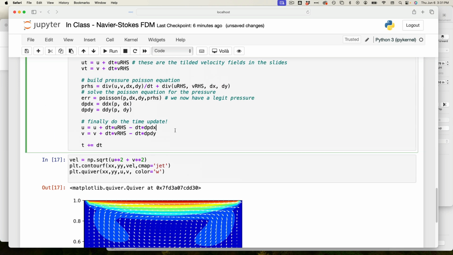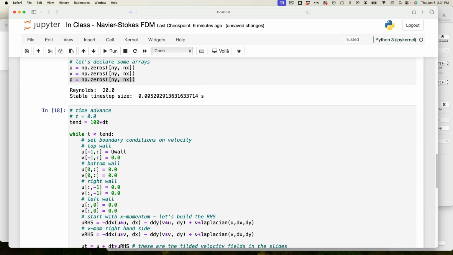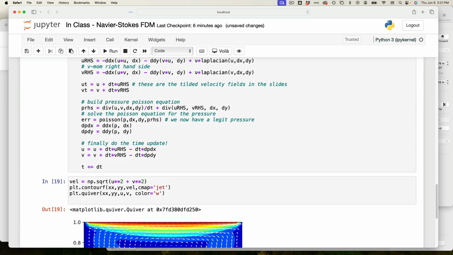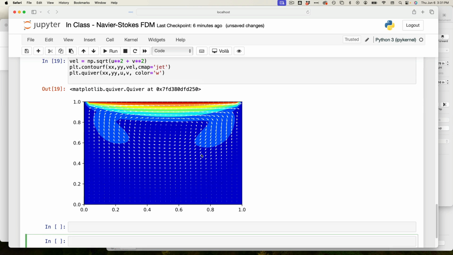They're moving. You keep running this, another 100 time steps. Oh, that was fast. Okay, they're going to keep moving, and that primary vortex is going to start forming. Okay? And that is CFD.